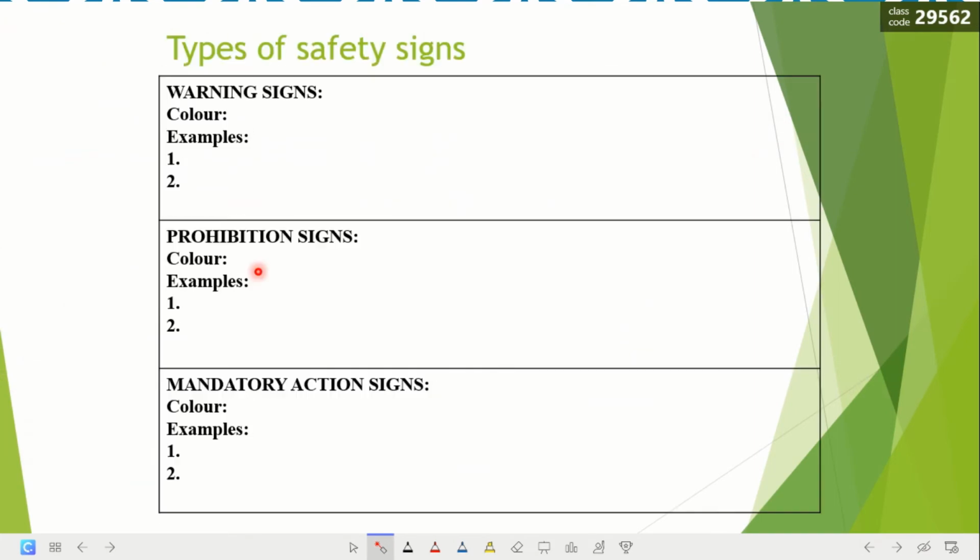Now let's move to another exercise. We're going to read the text. They are about the types of safety signs. We have 3 types: warning signs, prohibition signs, and mandatory action signs. We're going to read and find the color of each one and also find 2 examples. Okay, so the warning signs, color and 2 examples, prohibition signs, color and 2 examples, and the same with the mandatory action signs.